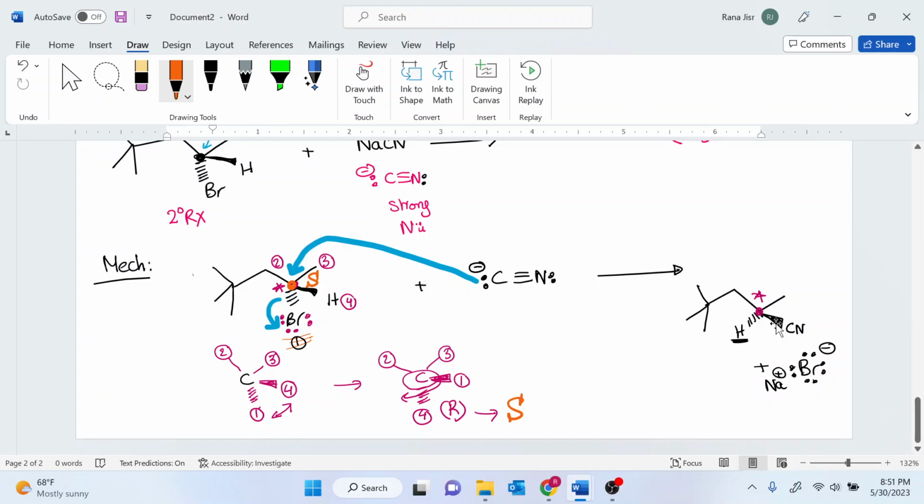Let's do the configuration for this one. Already hydrogen is behind, so I don't need to switch the groups. So this is going to be priority number 4. Priority number 1, priority number 2, and priority number 3. And I'm going by 1, 2, and 3, and this is an R configuration for the chiral center. As you can see, I am proceeding by inversion in configuration.